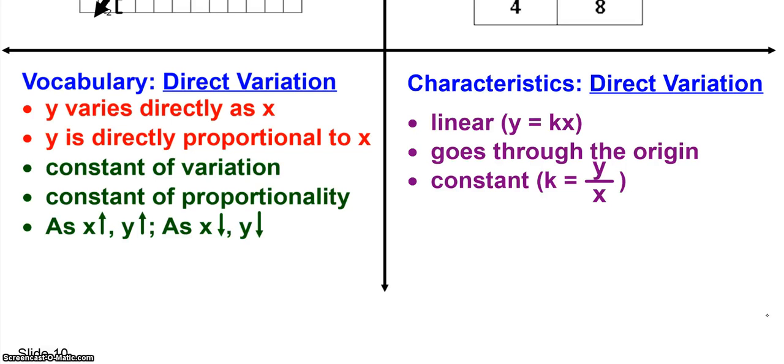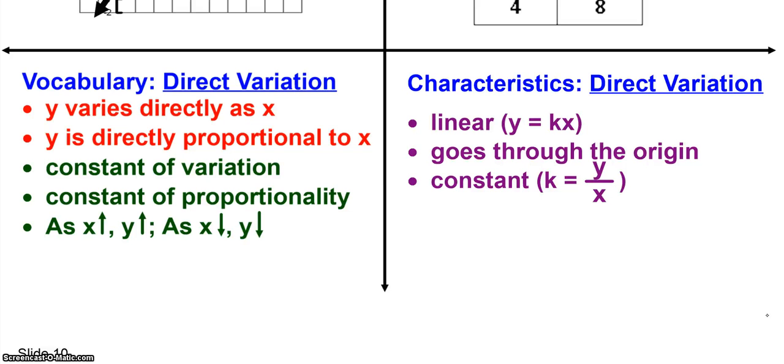Okay, it has a constant of variation and a constant of proportionality. So as I said before, as X increases, Y also increases, or as X decreases, Y also decreases. If you notice, both those arrows are going the exact same way. So if it's the exact same way, it's direct.